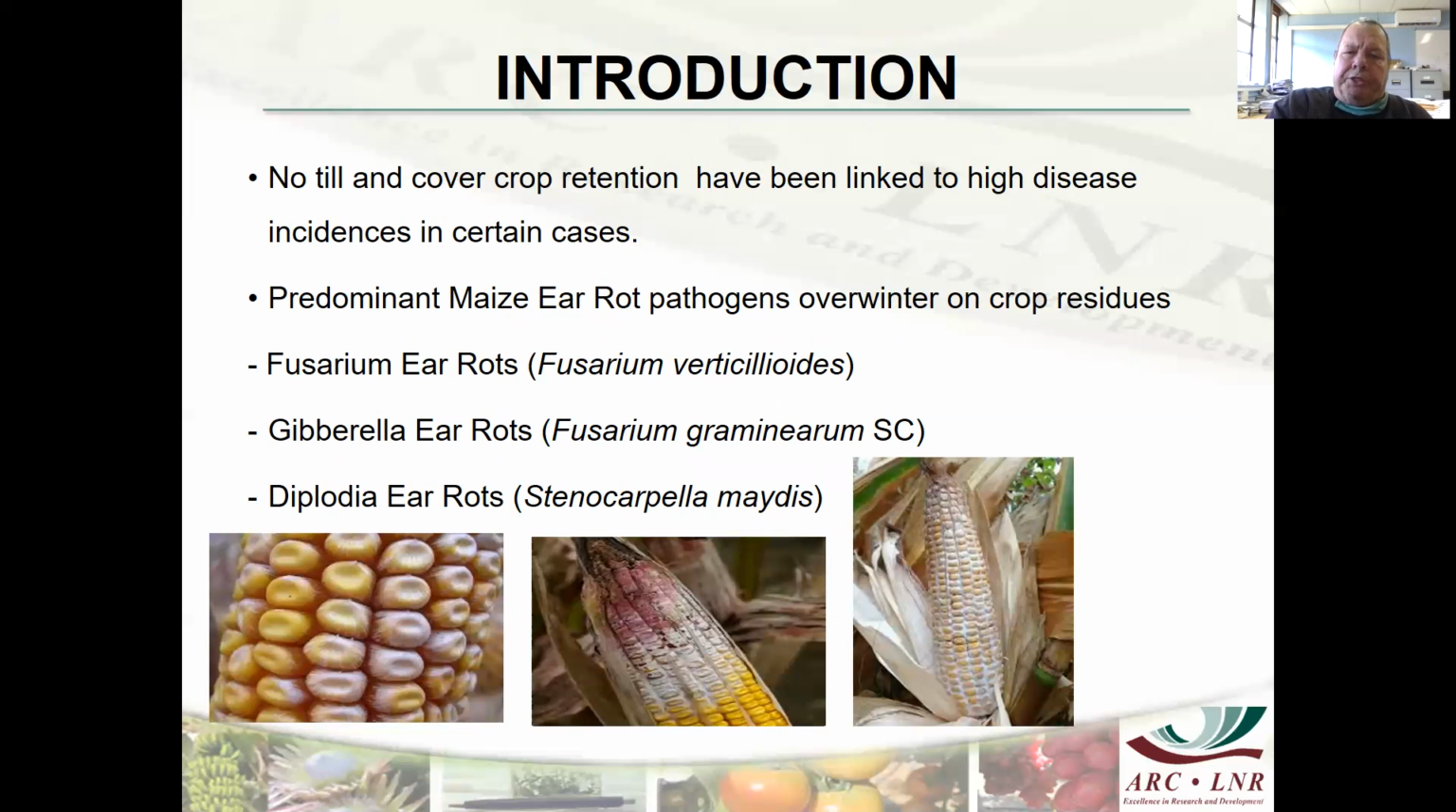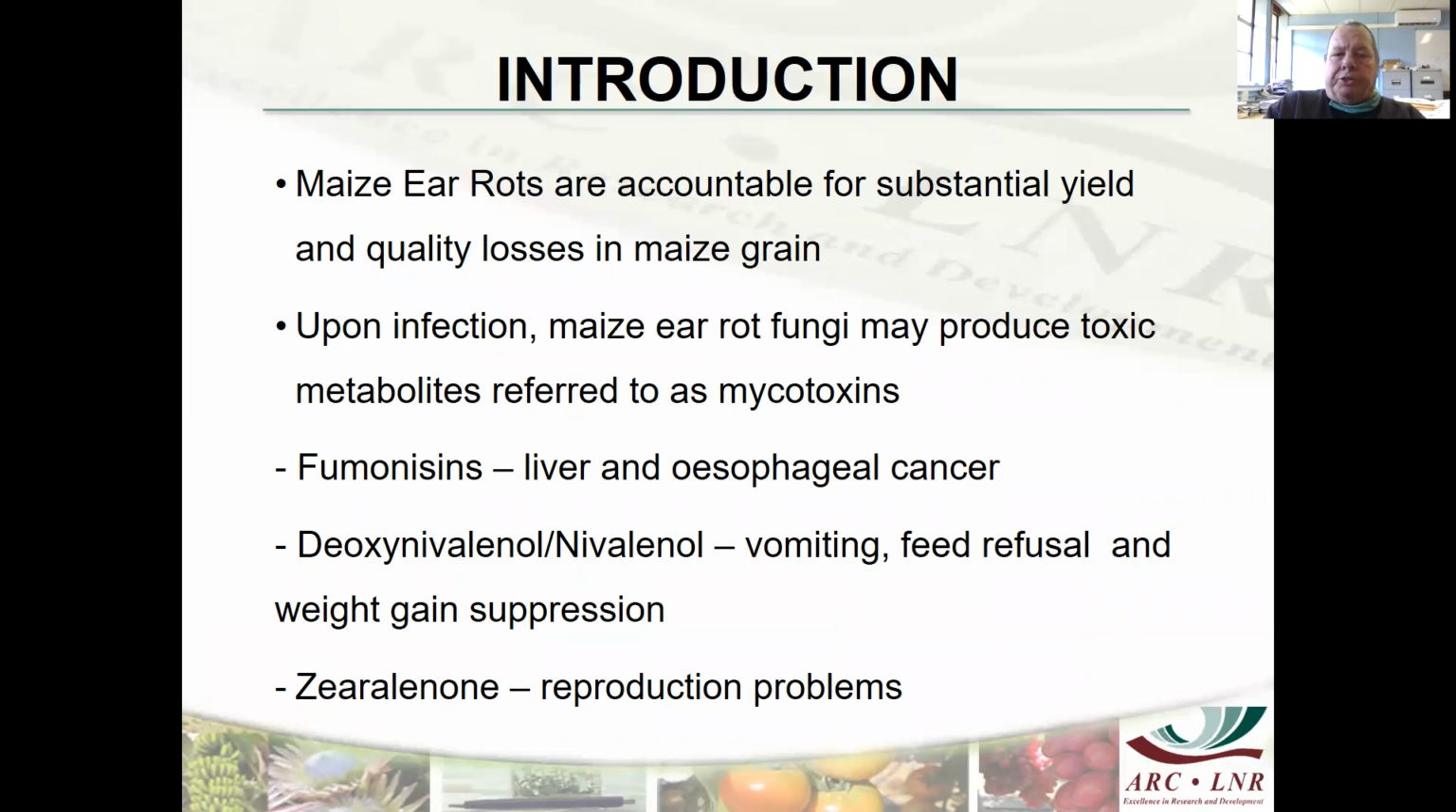No-till and cover crop retention have been linked to high disease incidences in certain cases. Predominant maize ear rot pathogens generally overwinter on crop residues. Fusarium ear rots caused by Fusarium verticillioides, Gibberella ear rots caused by the Fusarium graminearum species complex, and then Diplodia ear rots, which is caused by Stenocarpa maydis. Maize ear rots are accountable for substantial yield and quality losses in maize grain.